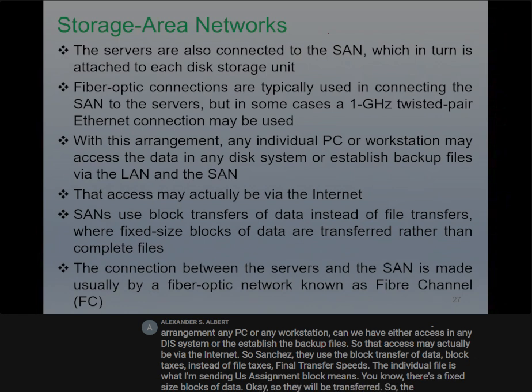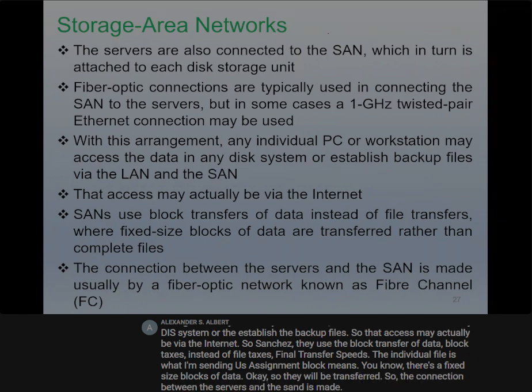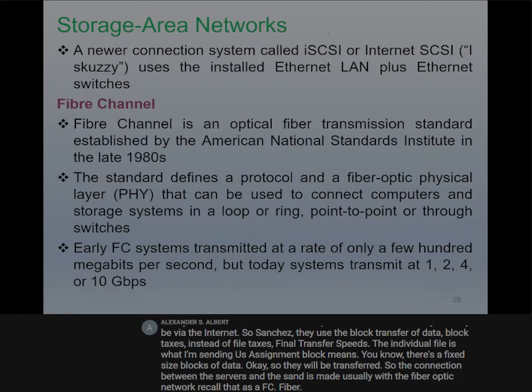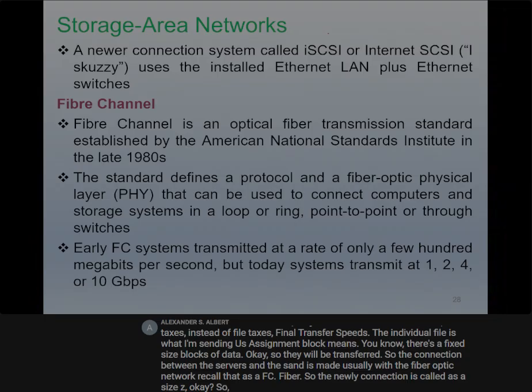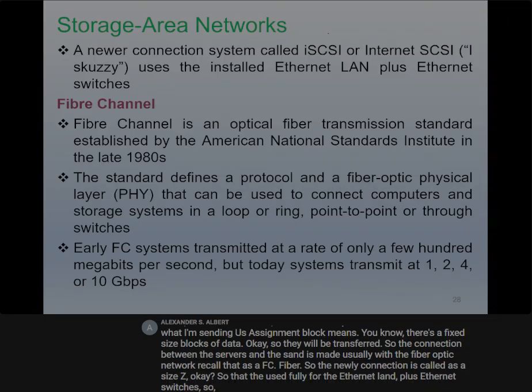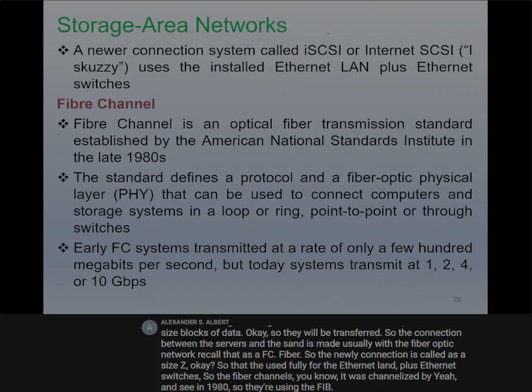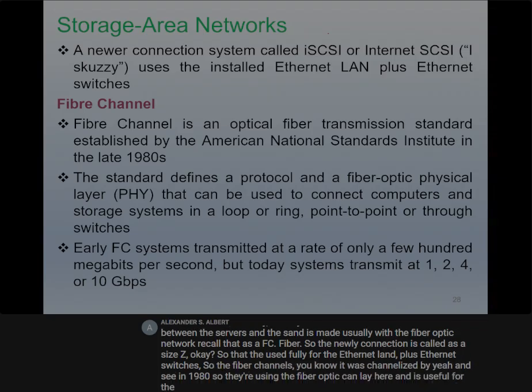The connection between the servers and the SAN is usually made with a fiber optic network. We call that FC, fiber channel. The newer connection is called iSCSI, which is used only for the Ethernet LAN plus Ethernet switches. Fiber channel was standardized by ANSI in 1980. It uses the fiber optic layer and is useful for connecting computers in the form of loop or ring or point to point through switches.